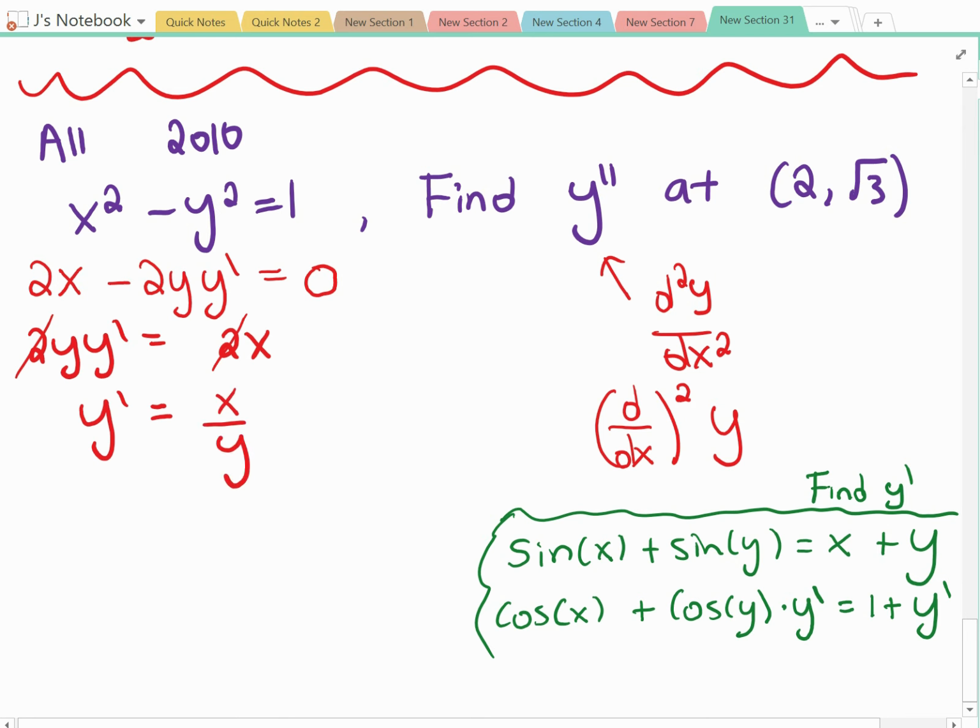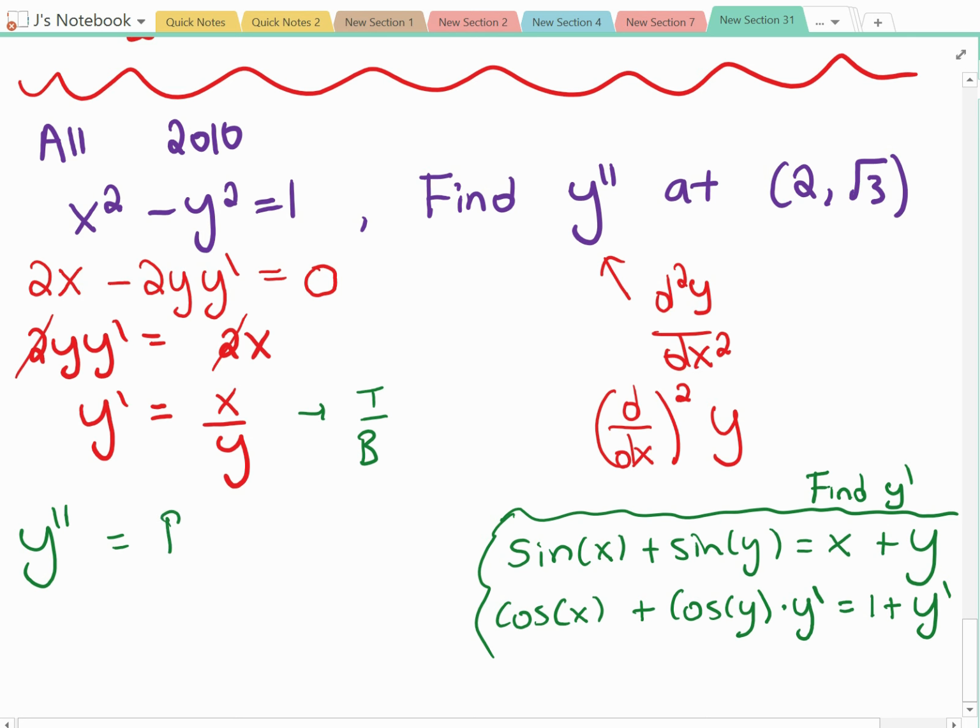How do you find y double prime? What method do you need? Yeah, you take the derivative again. What method do you have for the derivative on the right-hand side? Quotient. So this is the top function over bottom function. Y double prime. Yes, or you could do a product rule with y to the power of negative 1. Either way, they're both good.